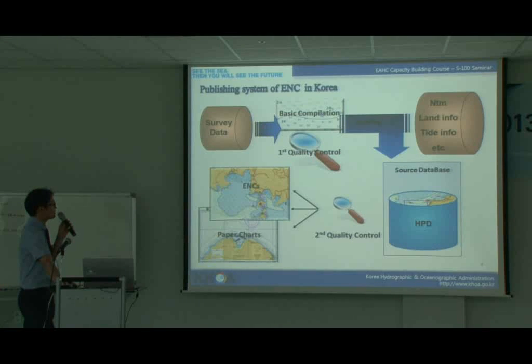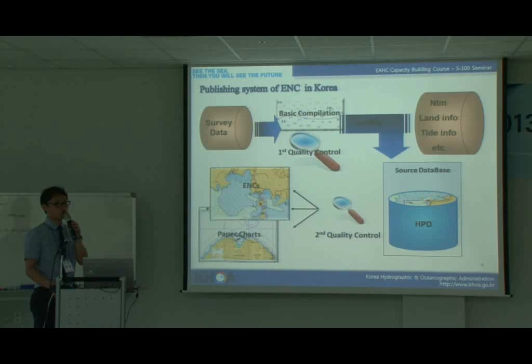In this stage, our survey division has more than 2 quality control steps. One is conducted in our office, and second, we have a third-party contractor, which is the Hydrographic and Oceanographic Association. They do quality control for the hydrographic data, and after that, the data comes into our office.